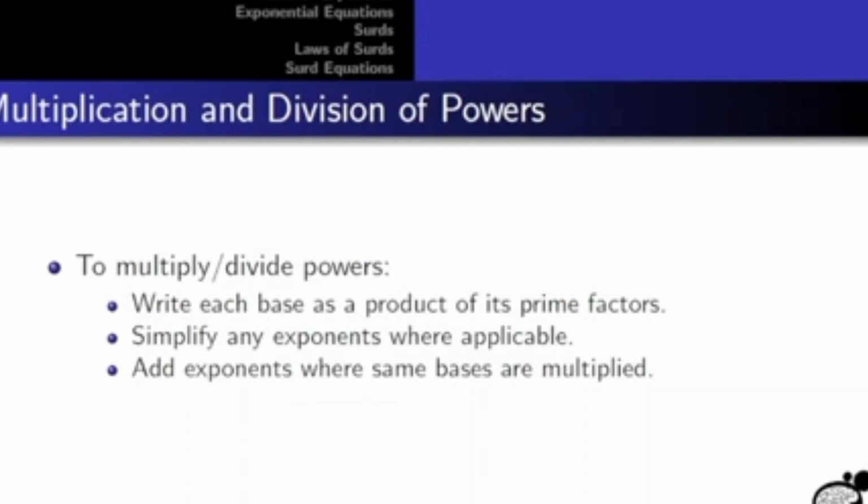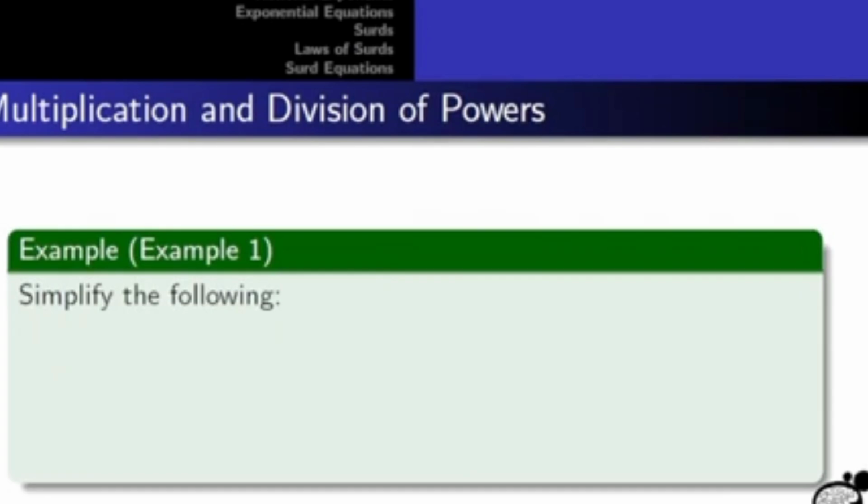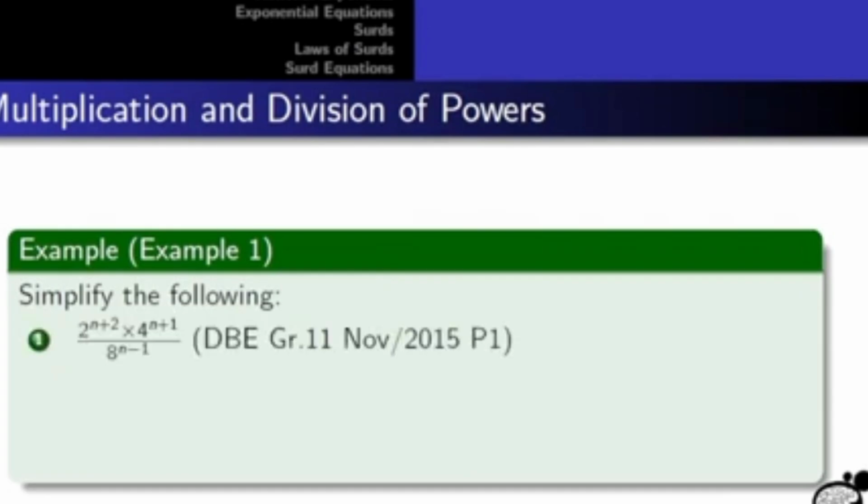According to the laws, we said if it's multiplication, you add the exponents. If it's division, you subtract the exponents, and then you write the answer. Let's take an example. Simplify the following: 2 to the power n plus 2, times 4 to the power n plus 1, divided by 8 to the power n minus 1. And this question paper was taken from 20.